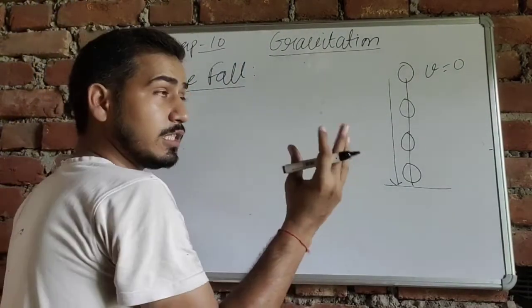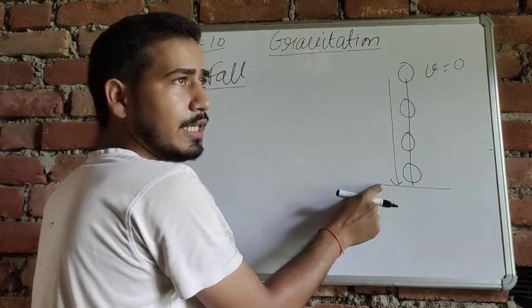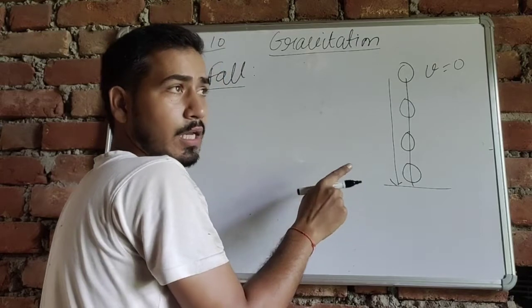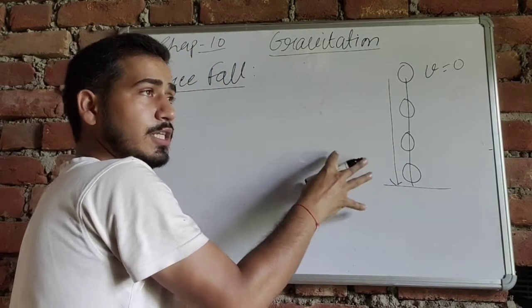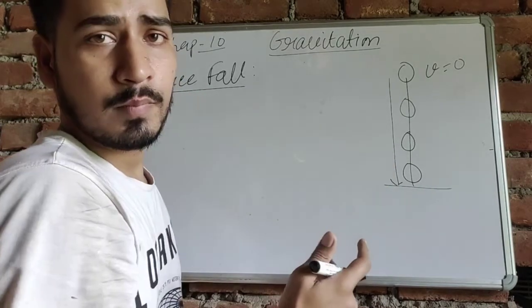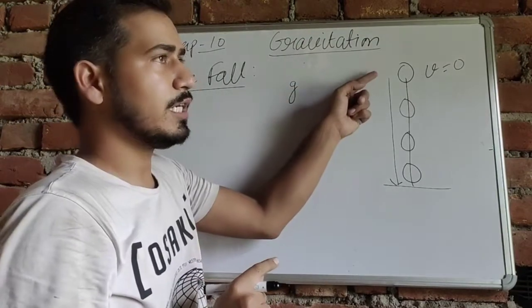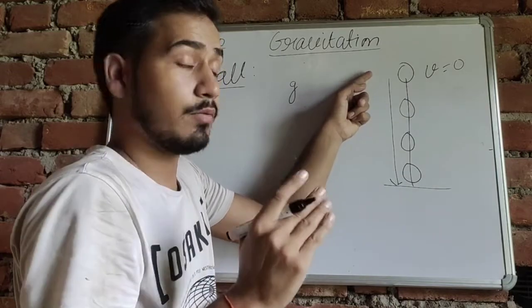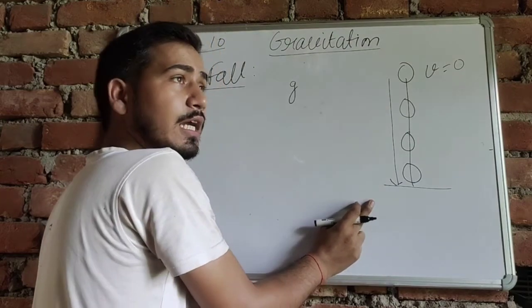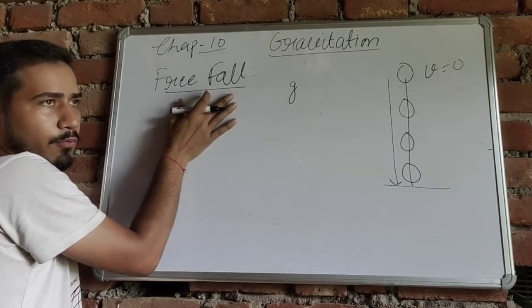So this acceleration arising in the stone, which is falling vertically downward, is only due to the gravitational force of earth, and it is called gravity, denoted by small g. So when an object is in motion only under the influence of gravitational force, then such a motion is regarded as free fall motion.